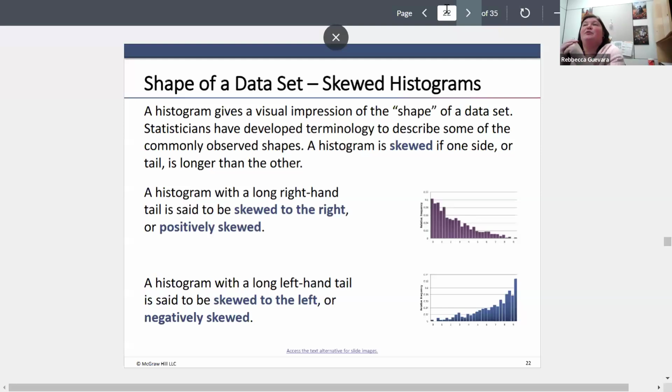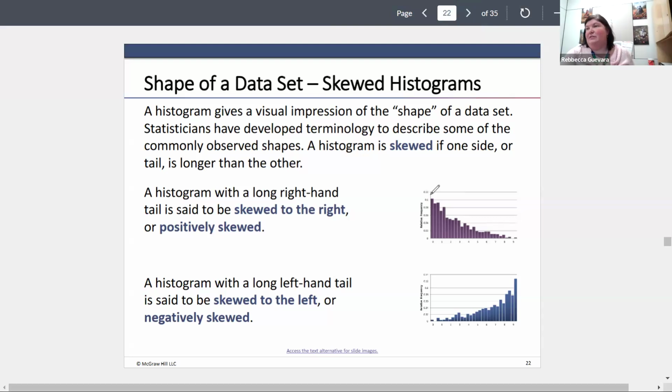A histogram gives a visual impression of the shape of a data set. Statisticians have developed terminology to describe some of the commonly observed shapes that we end up seeing. A histogram is skewed if one side is longer than the other side, or we say the tail is longer. A histogram with a long tail to the right, like we have here.